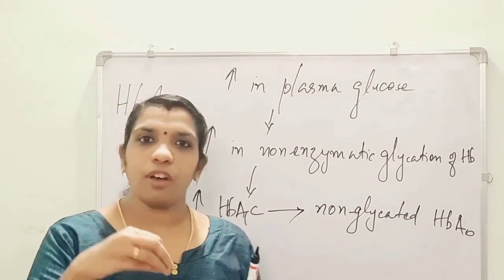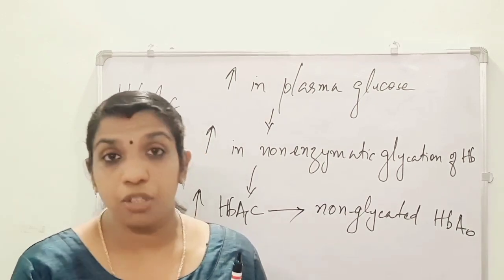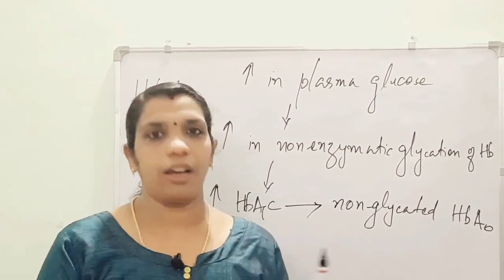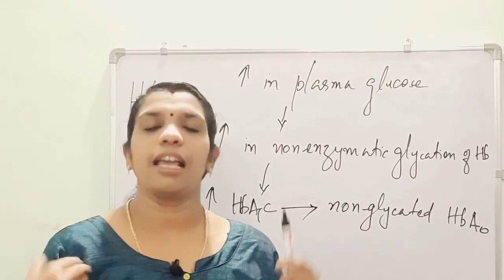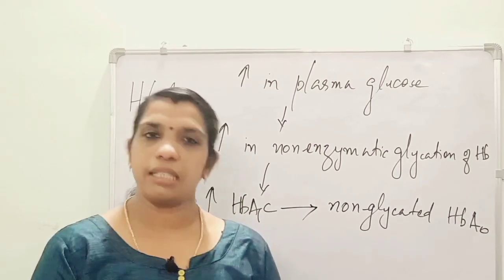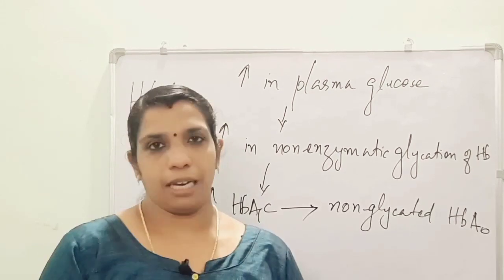So when we look for HbA1c, we can come to a conclusion whether the person is diabetic or not. You understand? This is the mechanism by which the glycated hemoglobin, or HbA1c, is increased in diabetes mellitus.